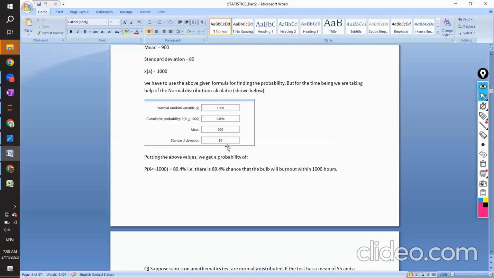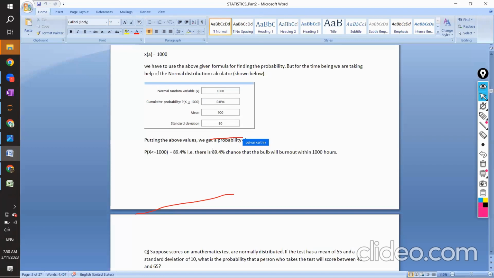Fine. So apart from this, putting the values, you get a, hey, what's happening? Somebody is drawing on my screen, who is drawing, man?